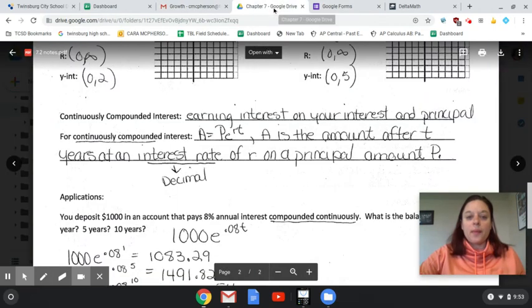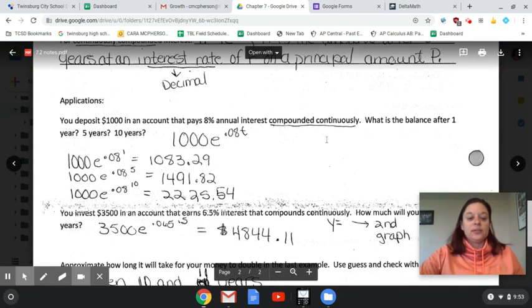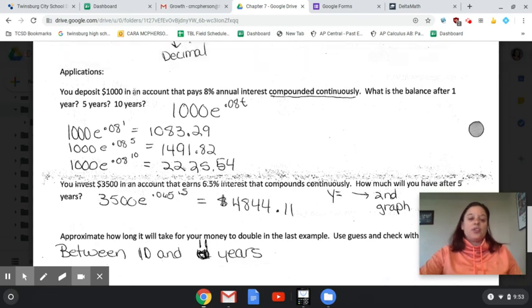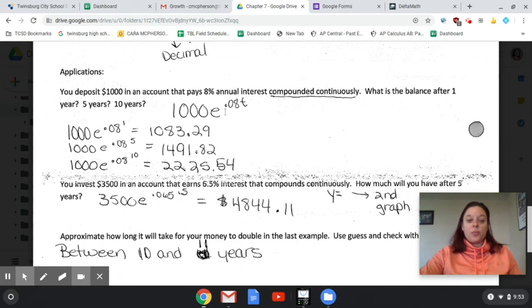So the way the problems work is you're going to be given this initial information. So, how much are you investing? In this case, $1,000. What is your interest rate? Again, you want to write it as a decimal, so 0.08.